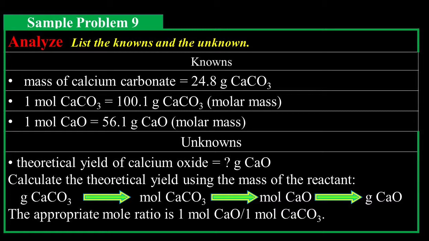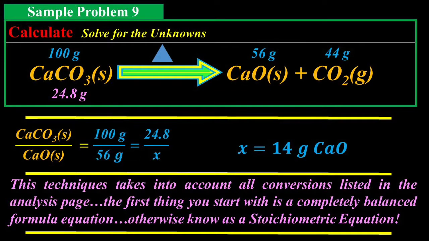So you're going to go mass of calcium carbonate to mole of calcium carbonate to mole of calcium oxide to mass of calcium oxide. The appropriate mole ratio is 1 calcium oxide to 1 calcium carbonate. So that kind of simplifies things tremendously. But I'm going to do those specific conversions in my own way. It makes things look a little bit easier, and there's more chemistry involved.